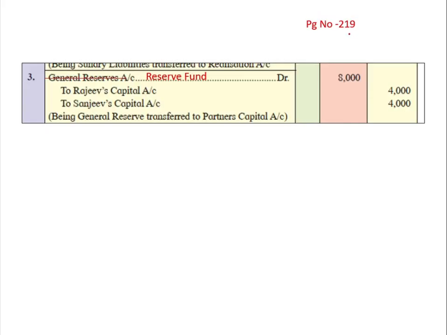Page number 219. Reserve: general reserve, but instead of general reserve there should be reserve fund, because in the question they have given reserve fund, but mistakenly they have given general reserve. Okay, so I hope you understood.